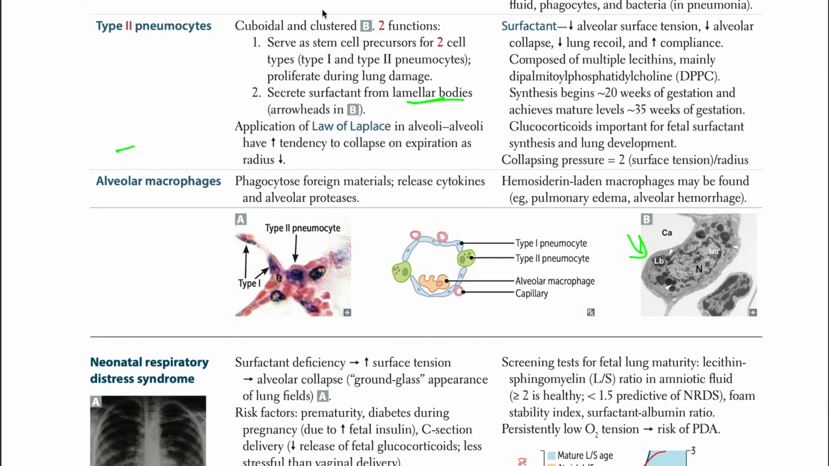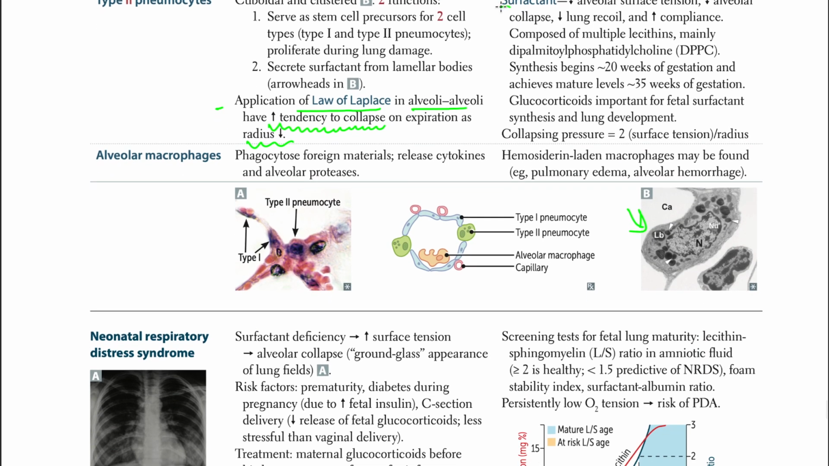Let me erase the rest here. Okay, now let's look at the application of the law of Laplace in the alveoli. Alveoli have an increased tendency to collapse, yes, on expiration as the radius decreases, 100%. What is surfactant doing? Surfactant decreases alveolar surface tension, decreases alveolar collapse, decreases lung recoil, but increases the compliance.